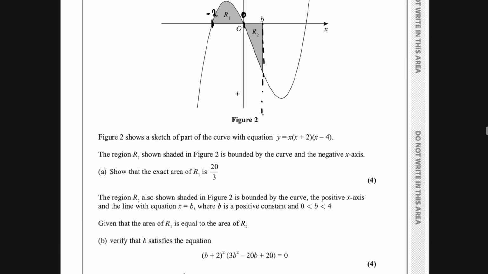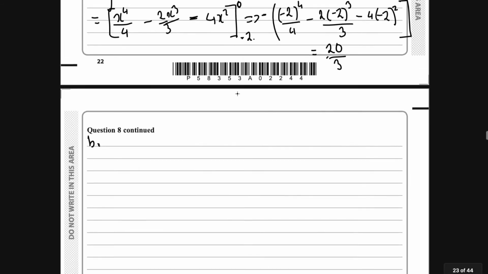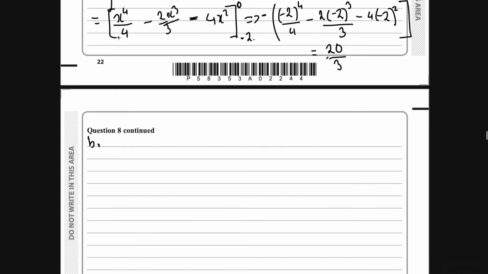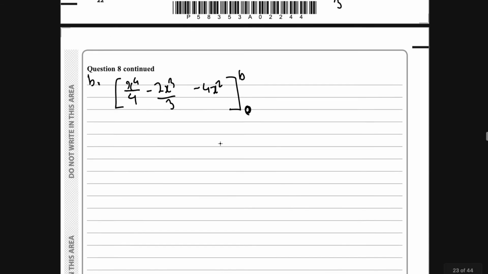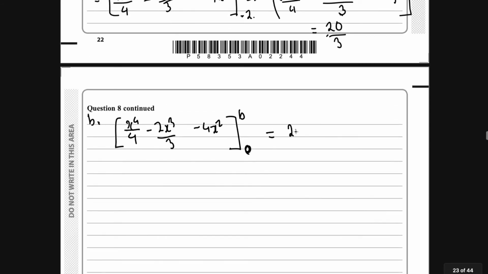Now, with this, what we really need to do is, now that we've integrated our expression through the process of integration here, we need to change our x limits such that we're finding the area of R2 and equating it to R1, which was 20 over 3, which we determined in part A. So we're going to be changing our limits to b and 0, because those are the x values that act as the limits for R2. And that there we're going to set equal to 20 over 3.